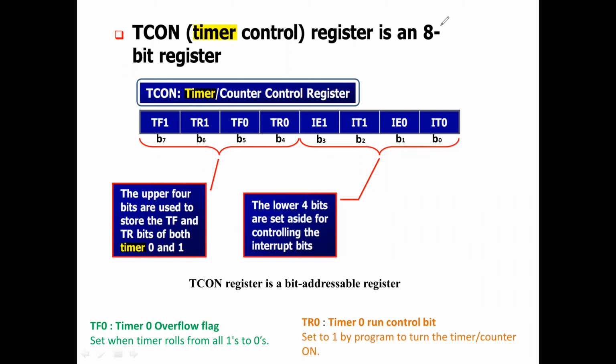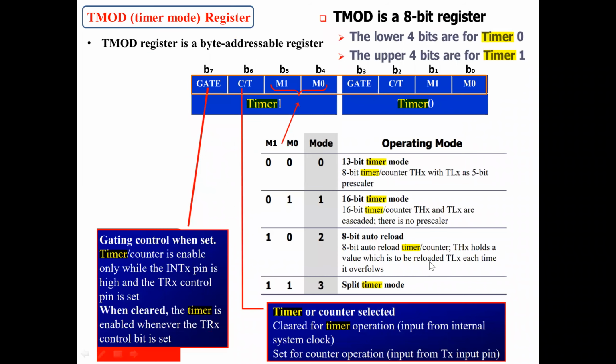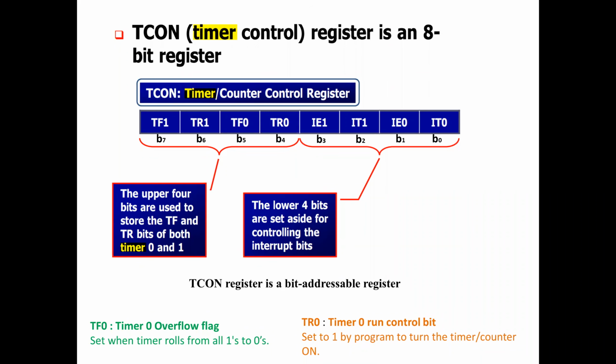So as of now, you must understand these 3 registers. That is the timer registers, timer 0 and 1, the timer mod register, and the timer control register. You must know all these bits and their names. Very important. Only then can you write a program.